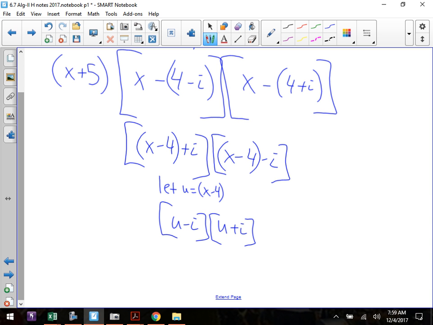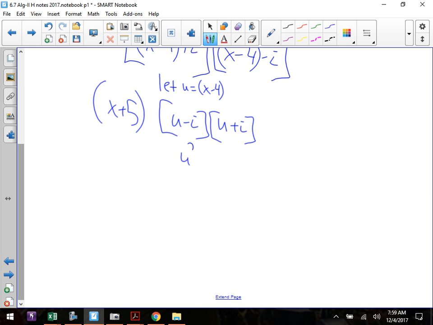You can use this substitution trick anytime. It works for anything. Anytime that you come across something that looks really, really awful, this is a nice little trick. And that's how this generates. This is how I wanted to show you guys that it generates out difference of squares. So this is u squared minus i squared.